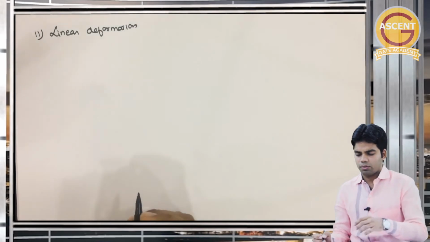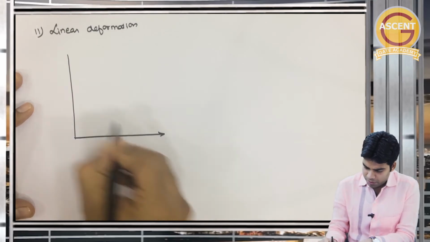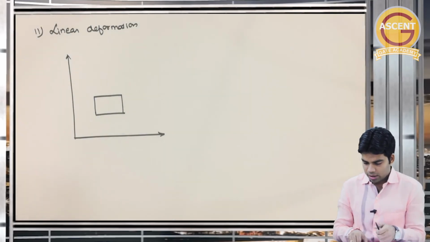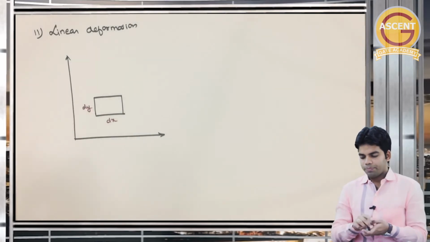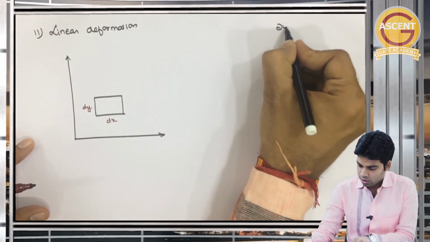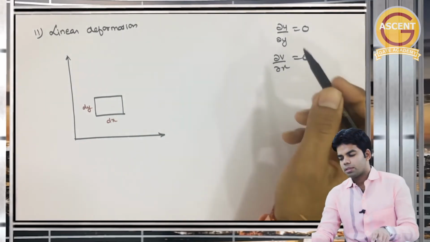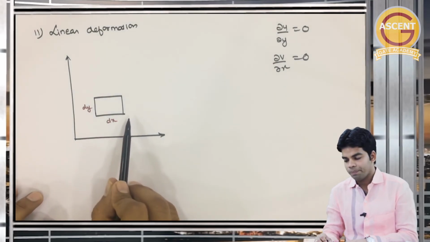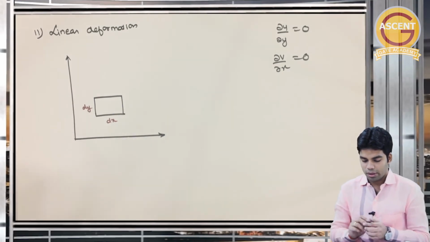Now, what is linear deformation? How can you understand this linear deformation? Suppose we have an element, the same element we are considering, of dimensions dx and dy. Now in this particular case, del u by del y is equal to 0, and del v by del x is equal to 0. That means u is not changing with respect to the y coordinate. But u is changing with respect to the x coordinate. That means del u by del x is not equal to 0, but u is not changing with respect to the y coordinate.